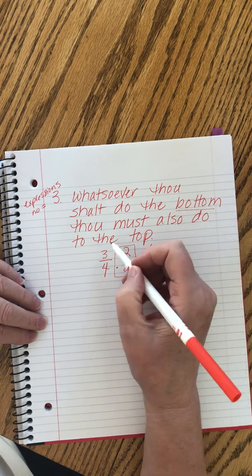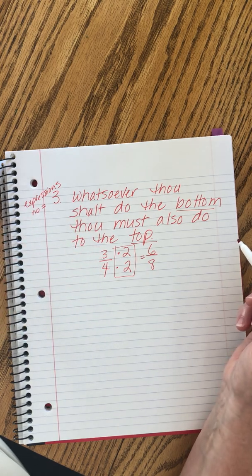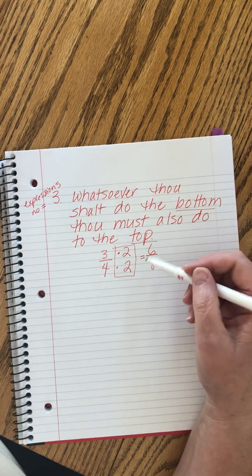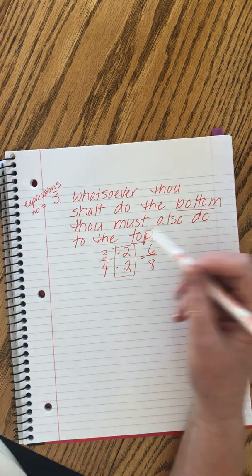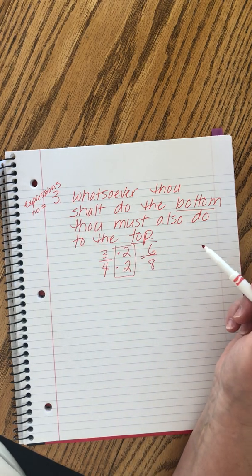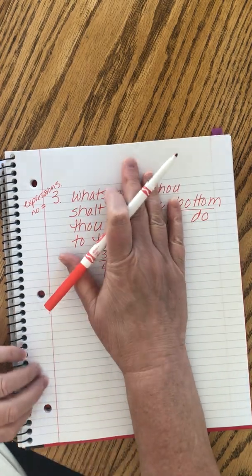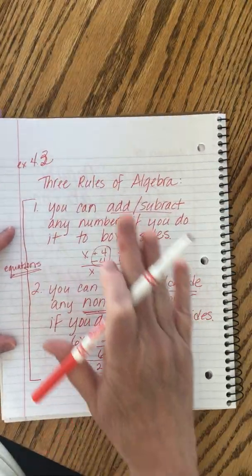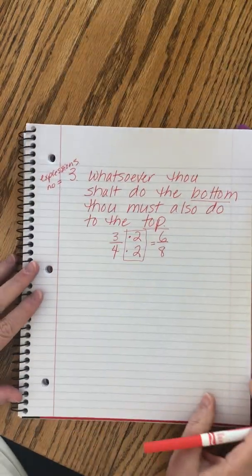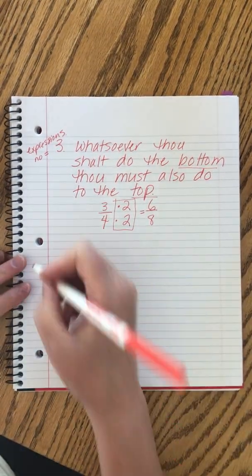Whatever we do to the bottom, we have to also do to the top. Or vice versa. Whatever we do to the top, we must also do to the bottom. Okay? So this is the third rule of algebra. It relates to expressions that don't have an equal sign. And there it is. When we solve equations, we're not using this one, but we're using these two all the time. So that's why we reviewed them. Again, they're great to know.